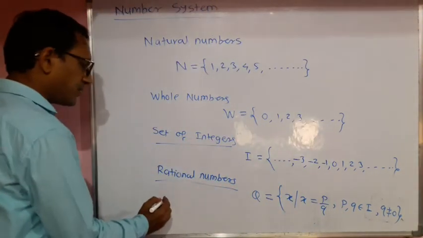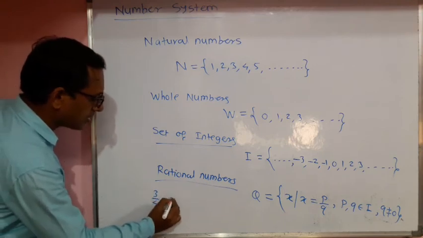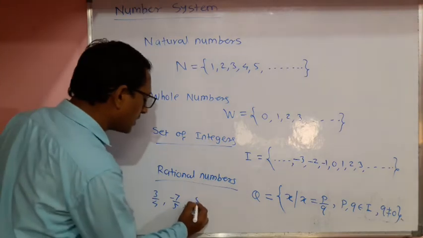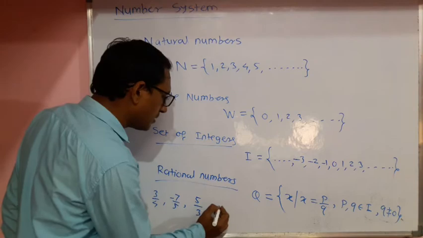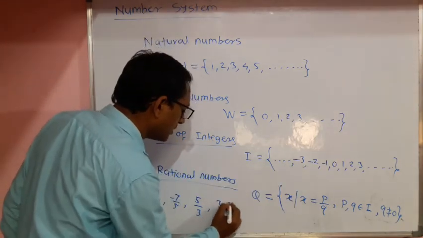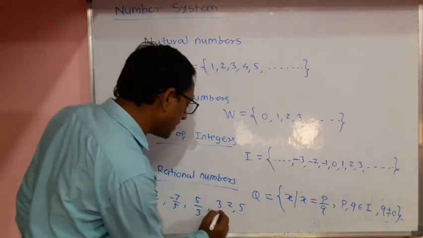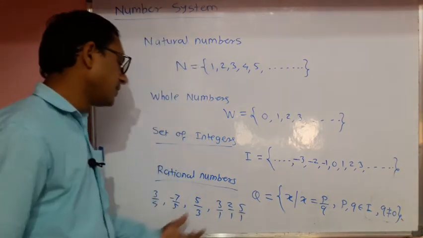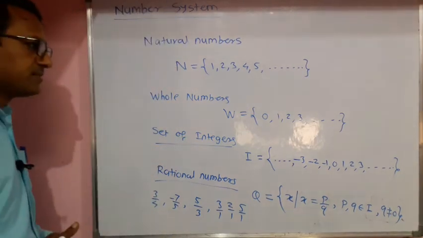Which are the elements of Q? The elements of the form 3 by 4, then -7 by 5, all the elements of the form one integer divided by another integer. And the simple integers are also rational numbers, that is 3, 2, 5, these are also rational numbers, because each can be written as divided by 1. So every integer is a rational number. So this contains all the rational numbers.